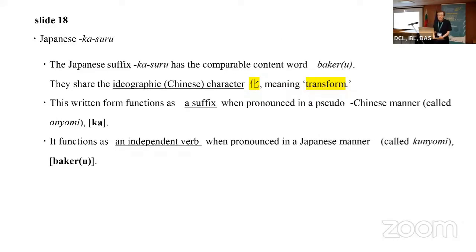By contrast, Japanese suffix kasuru has a comparable content word, bakeru. They share the ideographic Chinese character ka, meaning transform. This written form functions as a suffix when pronounced in a pseudo-Chinese manner called onyomi, ka. It functions as an independent verb when pronounced in a Japanese manner called kunyomi, bakeru.